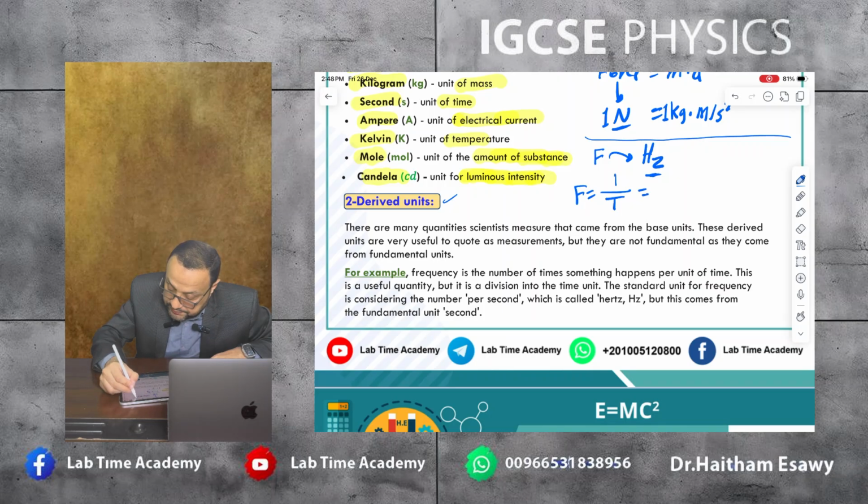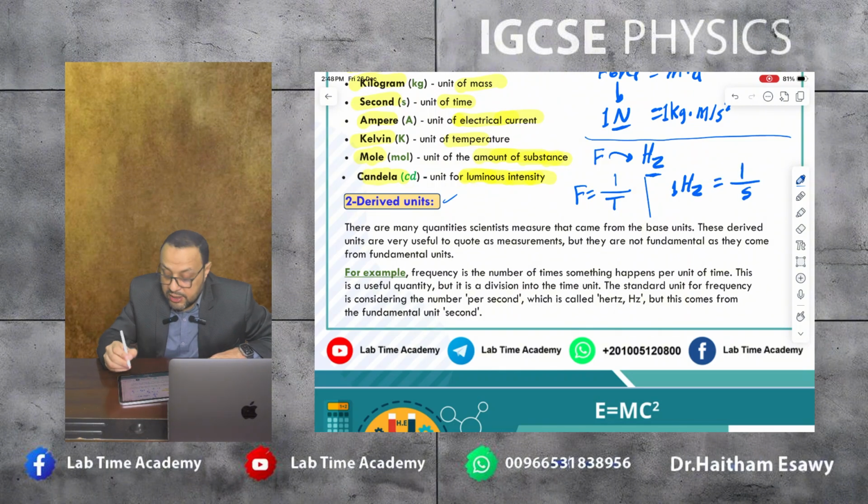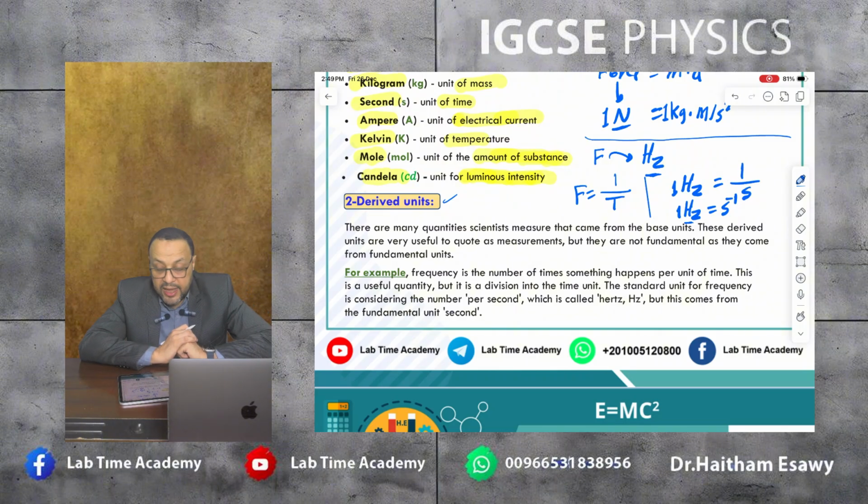So let me write here. So this means that 1 hertz equals 1 over second. So I can write second to the power of negative 1. So 1 hertz equals 1 second to the power of negative 1. So as you see, hertz, which is the derived unit, came from second to the power of negative 1, which is the base unit. So second is an example for derived units.